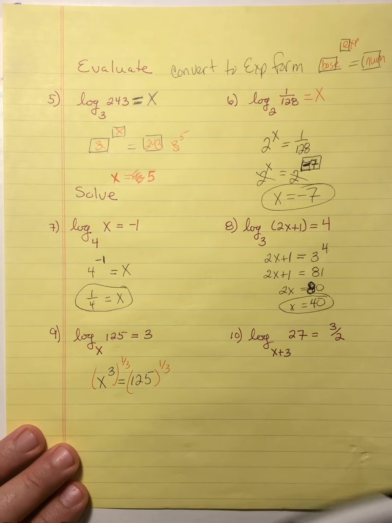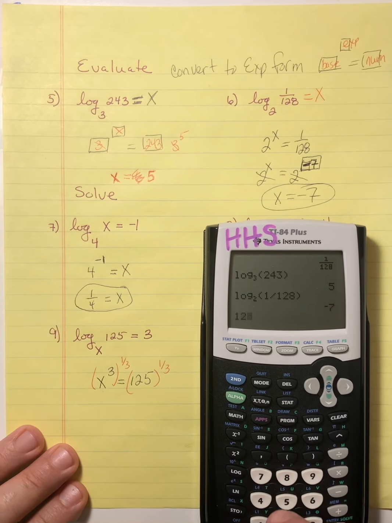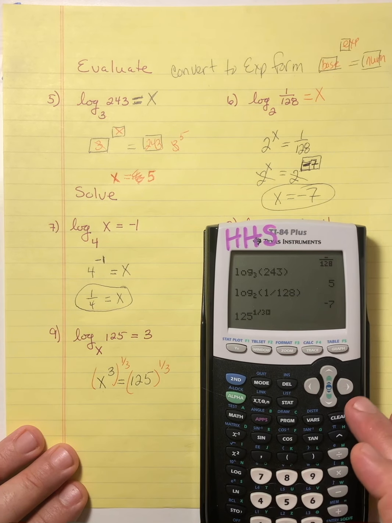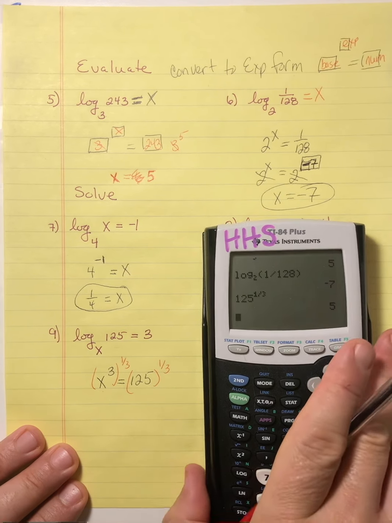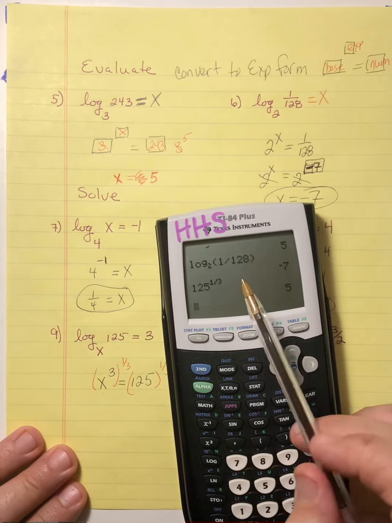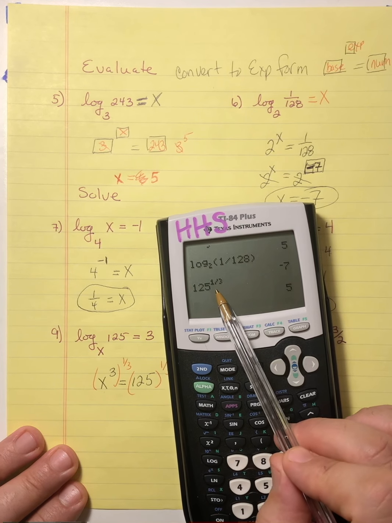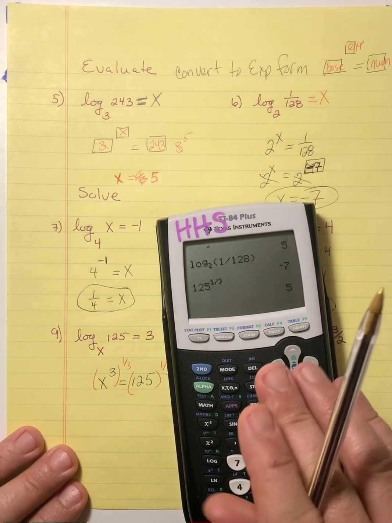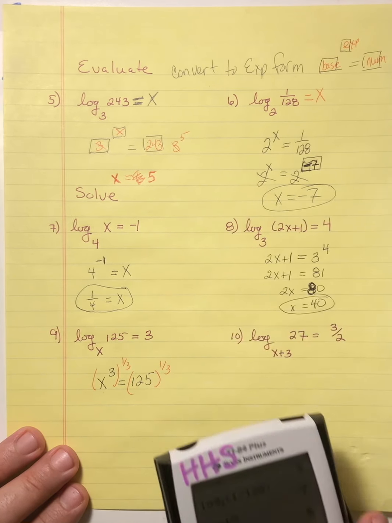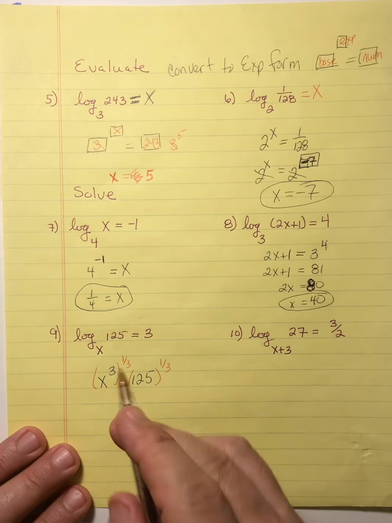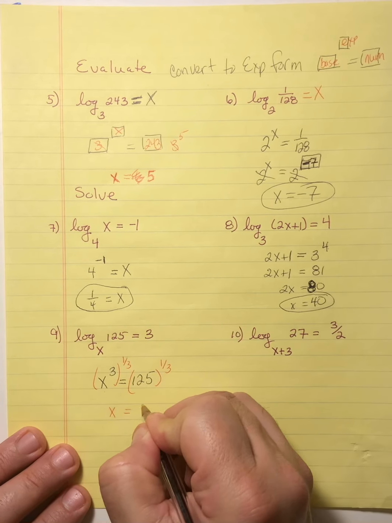Let the calculator do its work. 125, caret key, 1 divided by 3. Enter. Okay, on this 84 calculator, because it gives me the exponent in that little square, I don't need parentheses. But some of you, with a scientific calculator, will have to use parentheses. So, x equals 5.